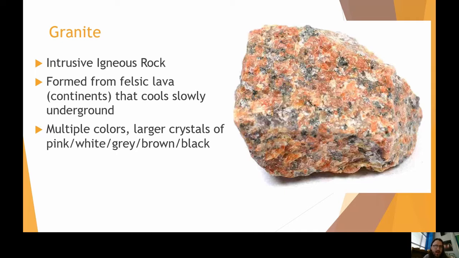Our next rock is another igneous rock, but this one is intrusive, which means it forms underground, and it cools very slowly. As it's cooling down, there is plenty of time for these chemicals to kind of separate out in the cooling process, and so this rock is multicolored. There's many different colors of crystals going on, many different types of minerals. This is also felsic, so we're going to find this deep underground on continents, and it's going to be multiple colors: pink, white, gray, brown, black. Pretty much all of those can be seen in a typical piece of granite.